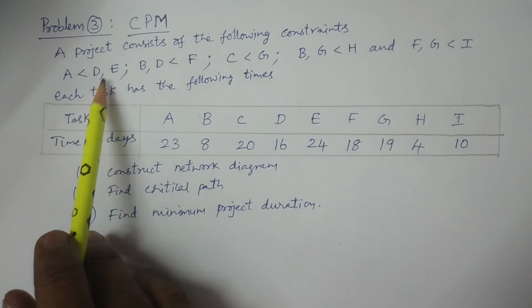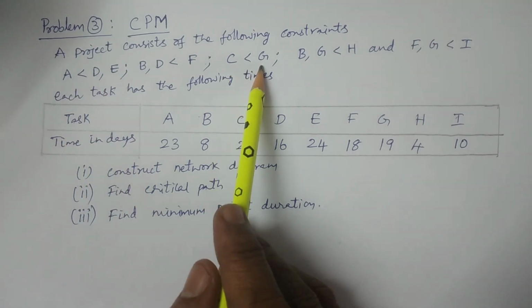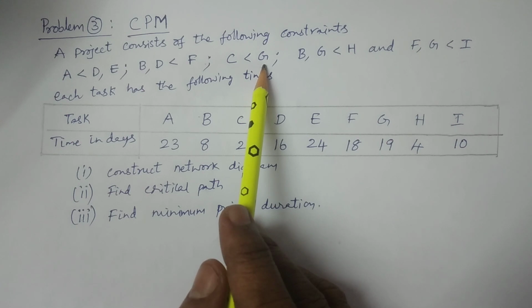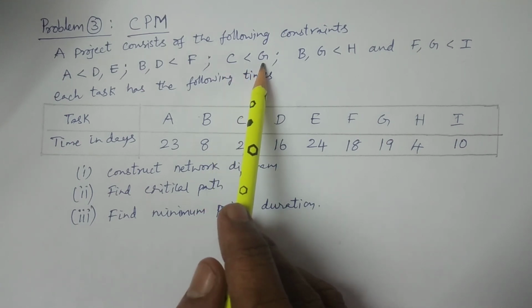A < D, E. What is meant by this? What is meant by C < G? This is a kind of direct relation. In C < G, C is called the predecessor activity, and G is the successor activity.